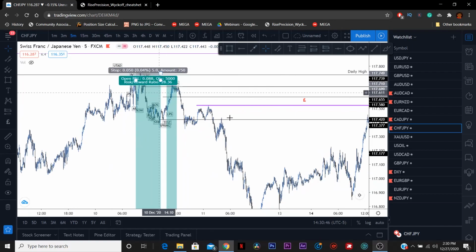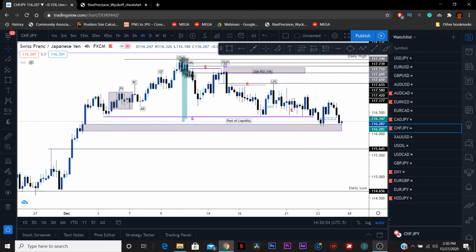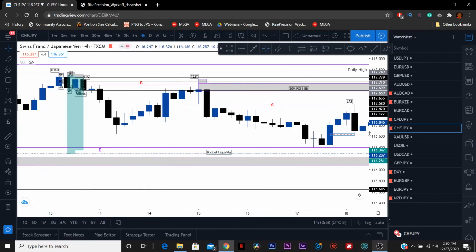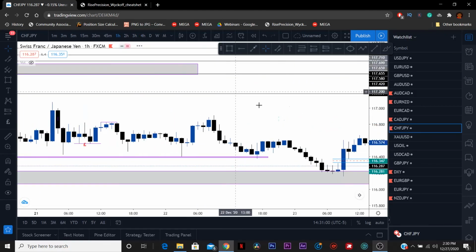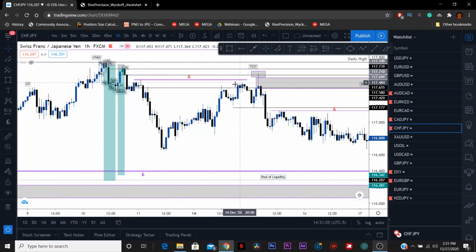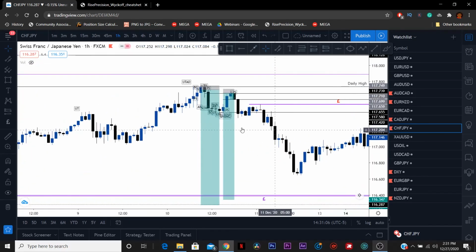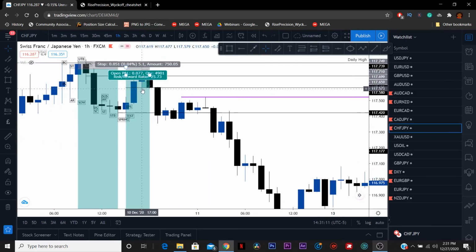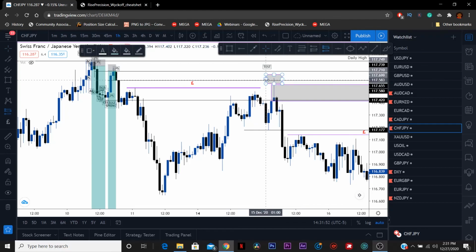So let's say you didn't catch any of these entries here. We had a test of the last point of supply here on our 4-hour distribution. Took the liquidity here. We filled the imbalance. We had this candle here that you could have taken from this one.